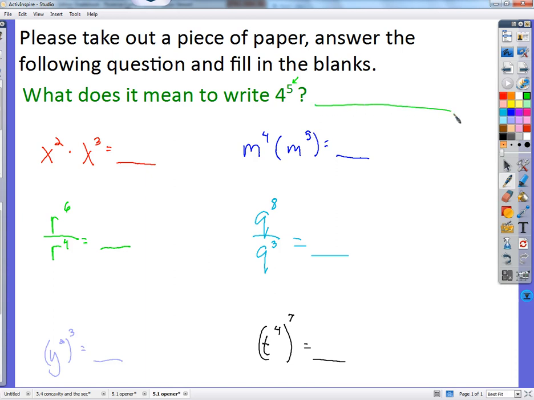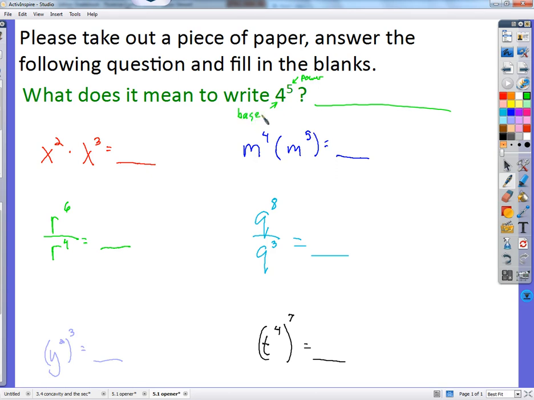Four to the, well, how do we even say it? Four to the fifth power. 4 to the power of 5. Or 4 to the 5th, maybe, without saying the word power. So that's our power. Might as well call it the power. And this is called the base.